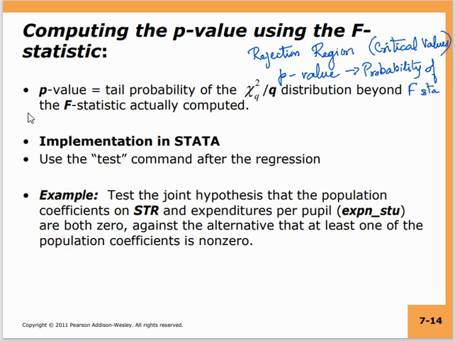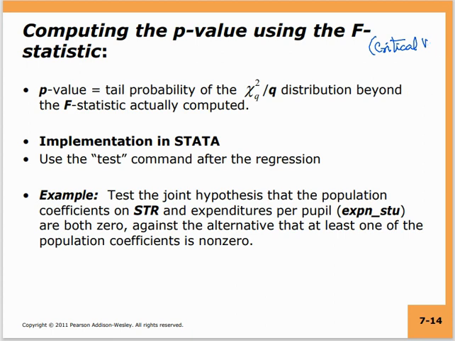So, in Stata, how do you do this? You use the command test. In R you will have a different command, and you can use that command to find the associated F statistic. In fact, in R, if you just do the summary of the model, it will give you the associated F statistic. So for instance, in the example that we have been looking at, the joint hypothesis that the population coefficient on STR and expenditures per pupil are both 0.